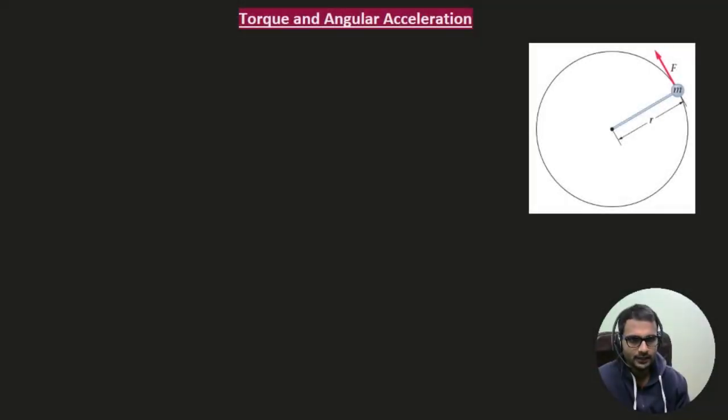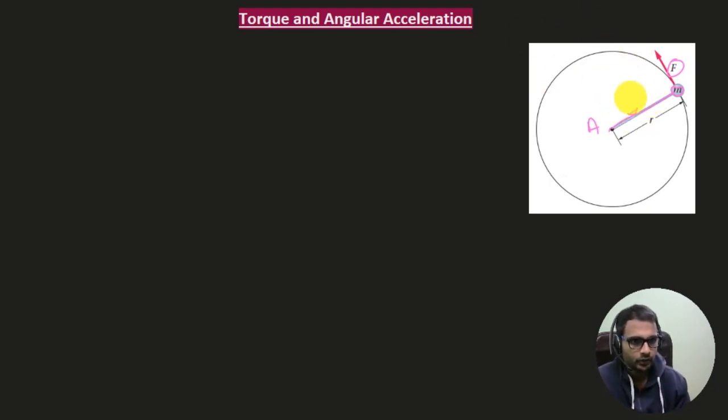Okay, so let's discuss the relation between the torque and the angular acceleration. Consider this small mass m connected with this light rod of radius r, and this is the axis about which this rod is rotating. Now a force F, which is basically a tangential force, is applied on this mass m, and it starts rotating. Since this rod is very light, we can neglect its mass.